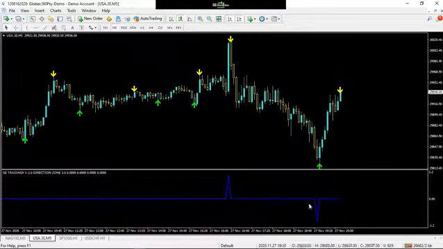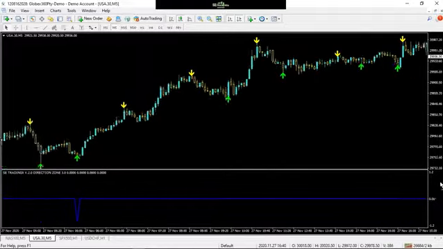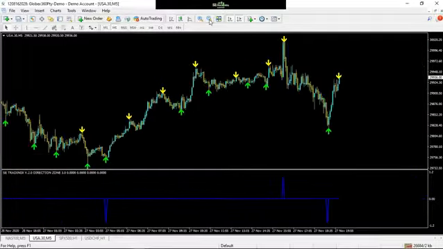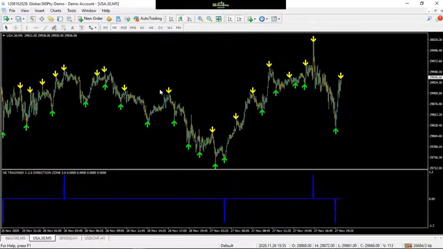Always remember the rules. For a sell, we wait for that peak. For a buy, we wait for this V. Once you get those two confirmations, then you're free to enter in the correct direction. That's simple, and that's how you use it.